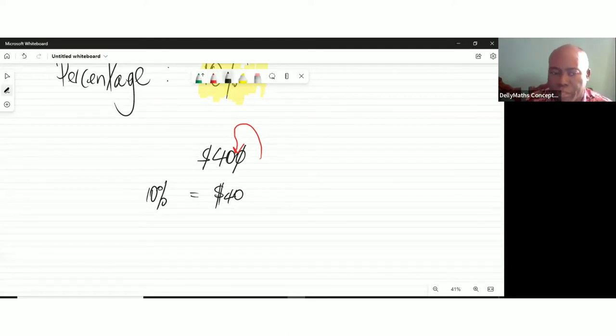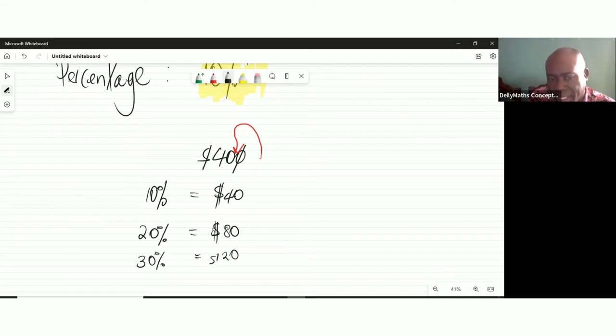Now let's go forward. If I know 10%, then what is 20% of that same $400? If I know 10% is 40, so if I double 10% to get 20%, I double the 40 and I get 80. So 80 is actually 20%. What about 30%? Now you could see a pattern. I'm multiplying by 40 each time. 30% would be 3 times 40, which is $120.